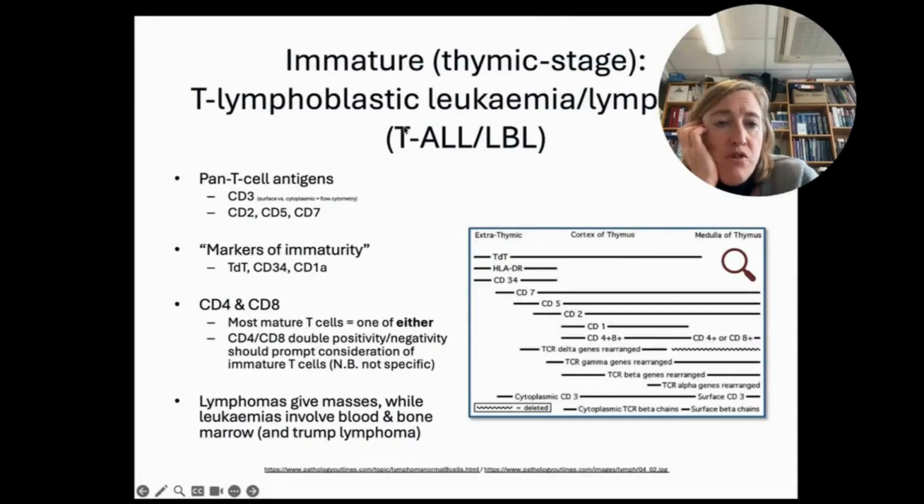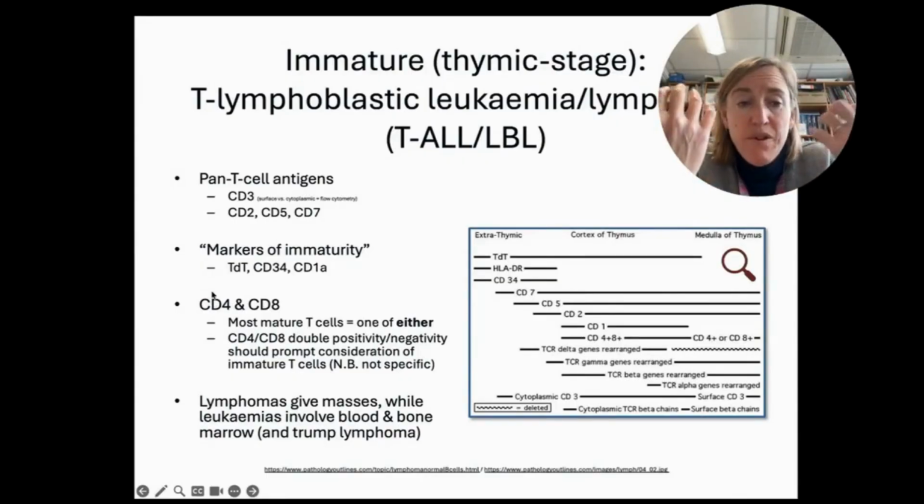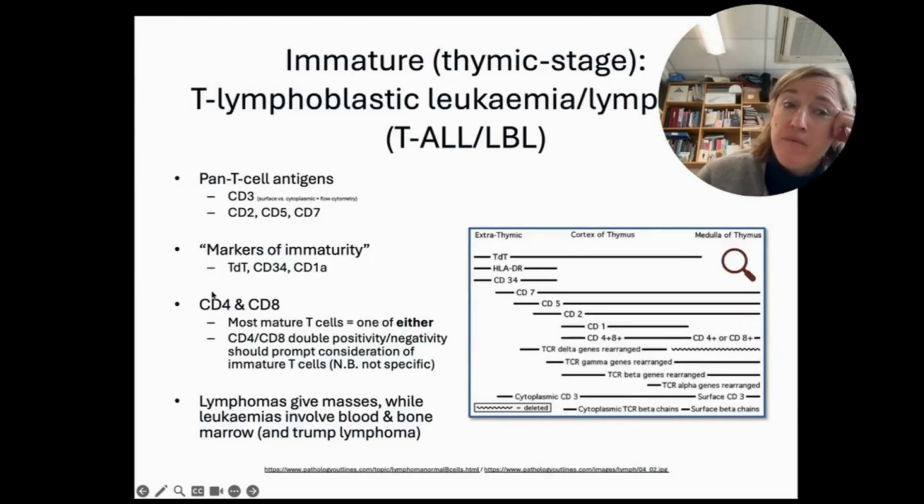So we'll start off with T lymphoblastic leukemia or lymphoma, or acute lymphoblastic leukemia of T-cell type, ALL. Just to remind anyone who's not sure about nomenclature, lymphomas give you masses, while a leukemia involves blood and bone marrow, and the designation of leukemia essentially trumps lymphoma. So if someone has masses but they've got a blood or bone marrow phase, then essentially it's a leukemia.